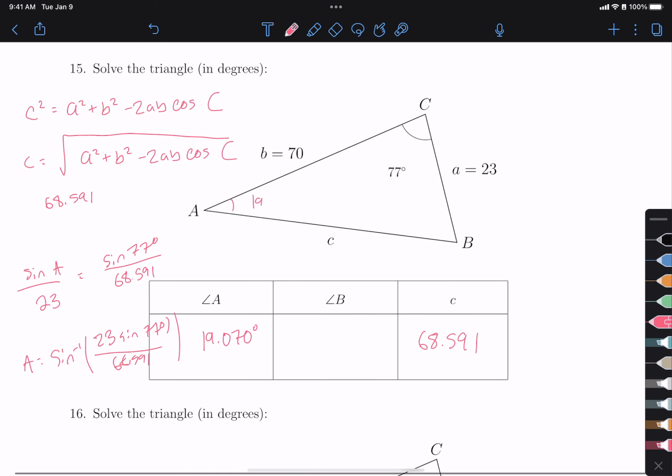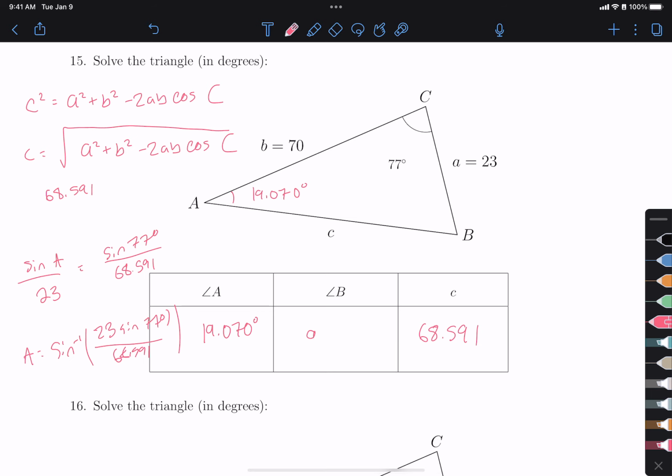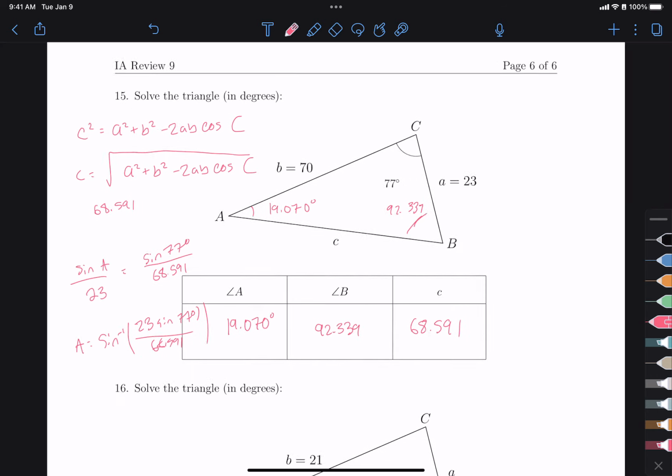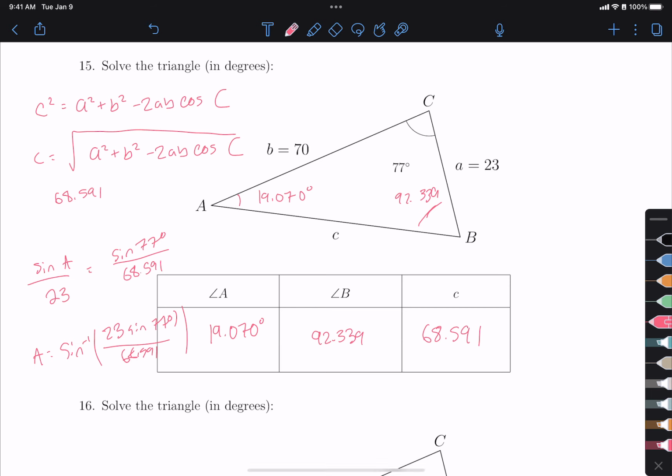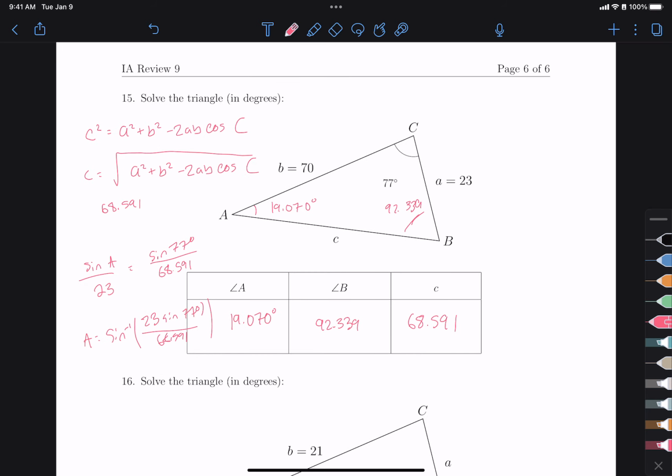And now that I know two angles, I can solve for the rest. So 180 minus 19 point whatever minus 68 point whatever, I'm going to get 92.339 for angle B. And these triangles are not drawn to scale, so don't worry if it doesn't match quite well. I know that it looks like angle B is greater than angle C, and it's definitely not a right angle, but I just drew the triangles arbitrarily. They're not necessarily to scale. But there we go. We just solved it.